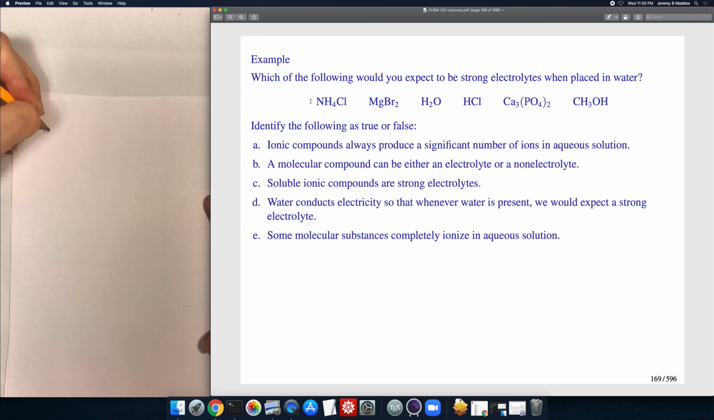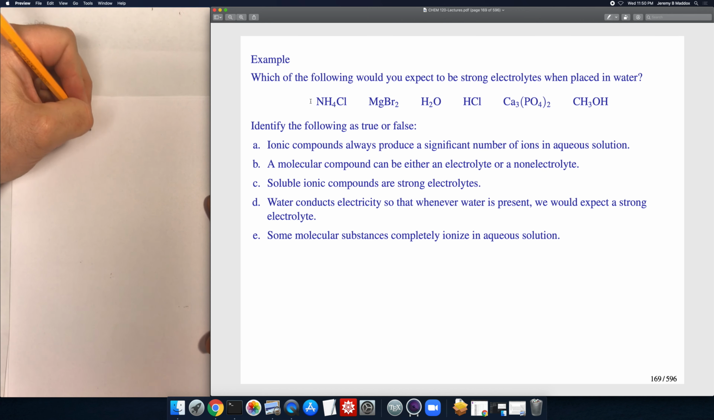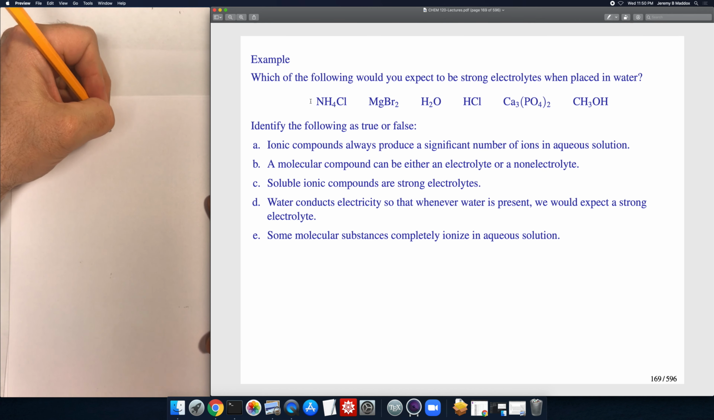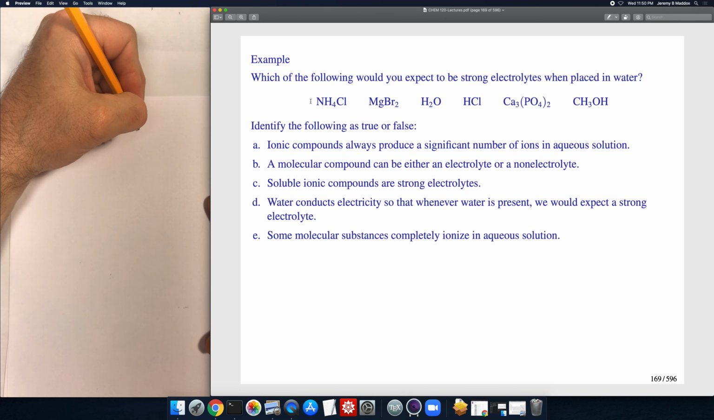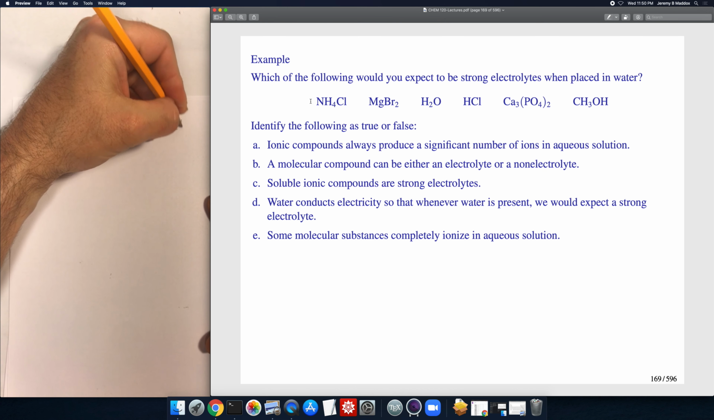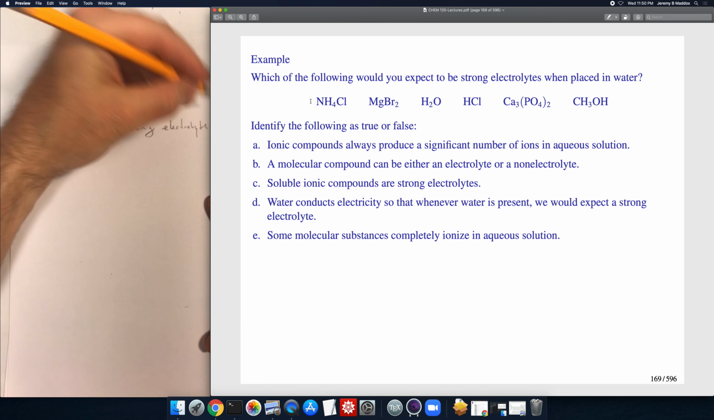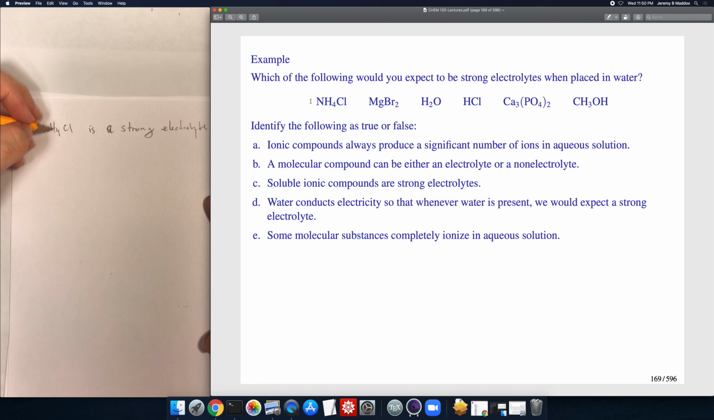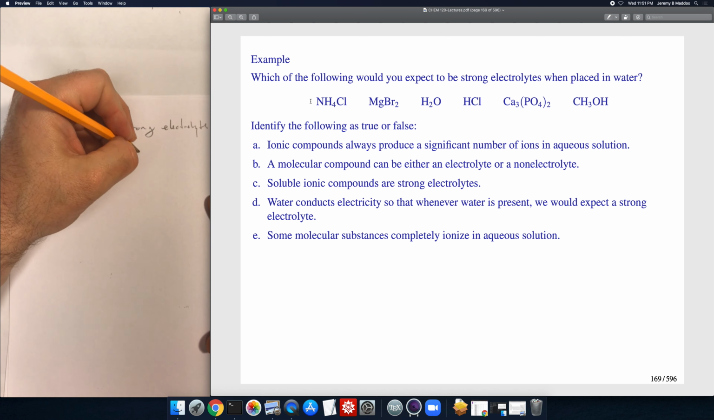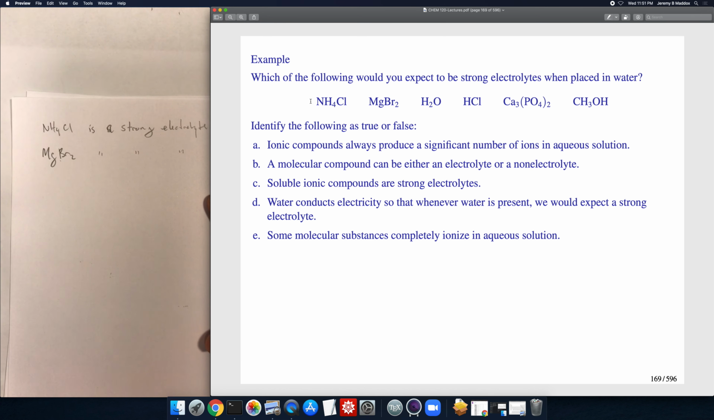So NH4Cl is a strong electrolyte because it's very soluble. Magnesium bromide. It contains a halide. Halides are generally soluble except for our poison metals, lead, mercury, and silver. Magnesium is none of those, so magnesium bromide is also a strong electrolyte.